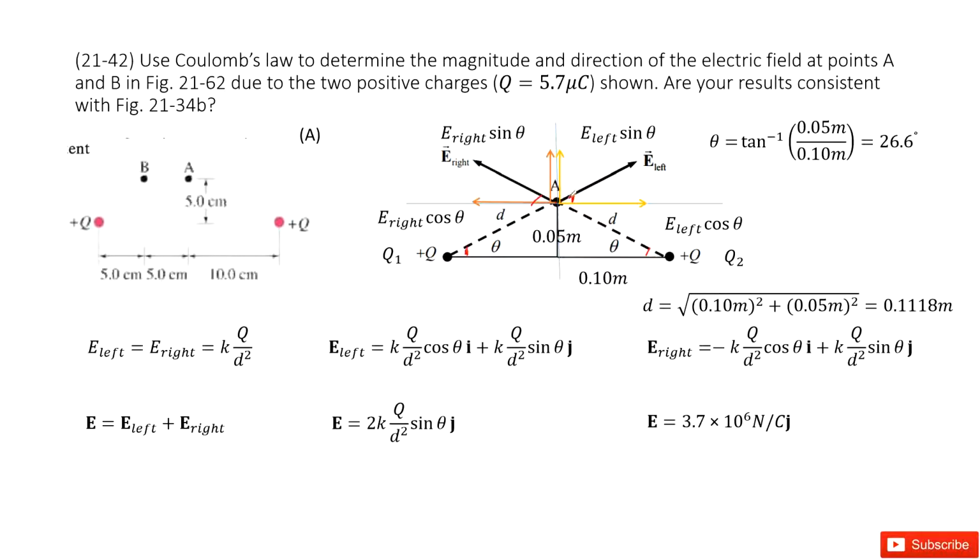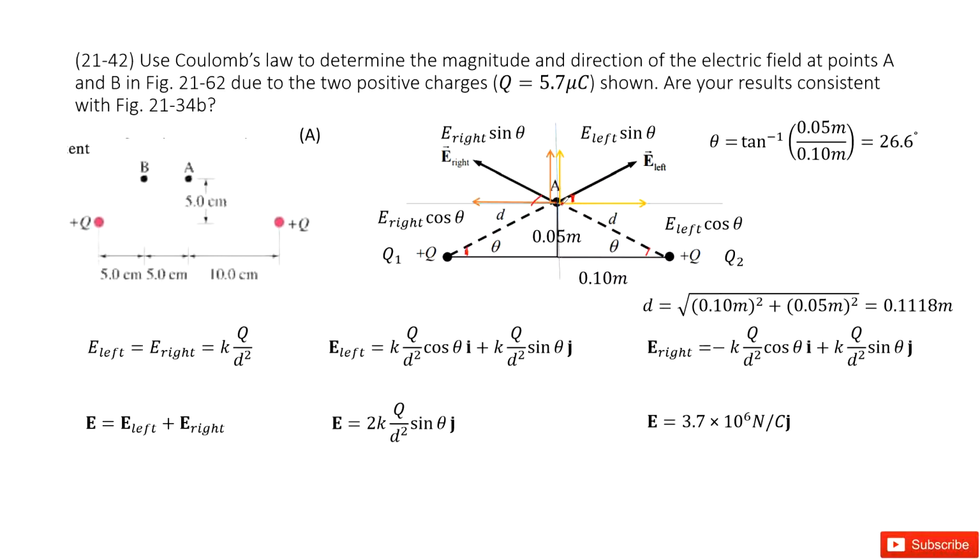And then, if we know this is theta, we can project E left in the X component as E left times cosine theta, and in the Y component it becomes E left sine theta. Similarly, we can project E right in the X component and Y component: E right cosine theta, E right sine theta. Now, next question, how can we find theta?